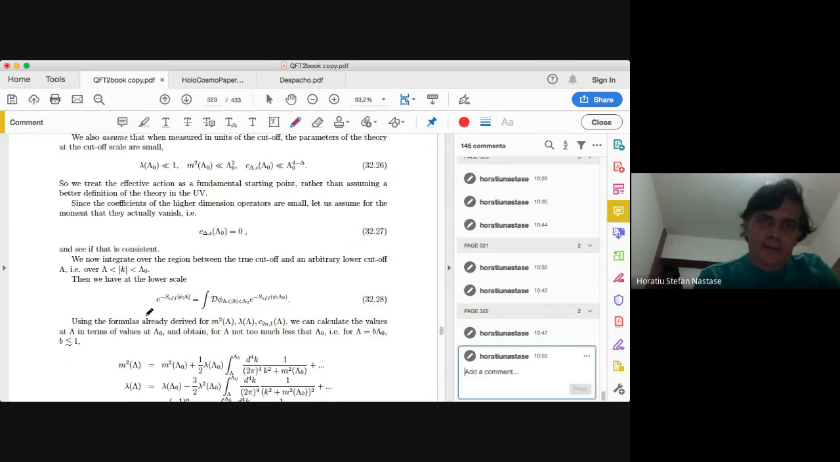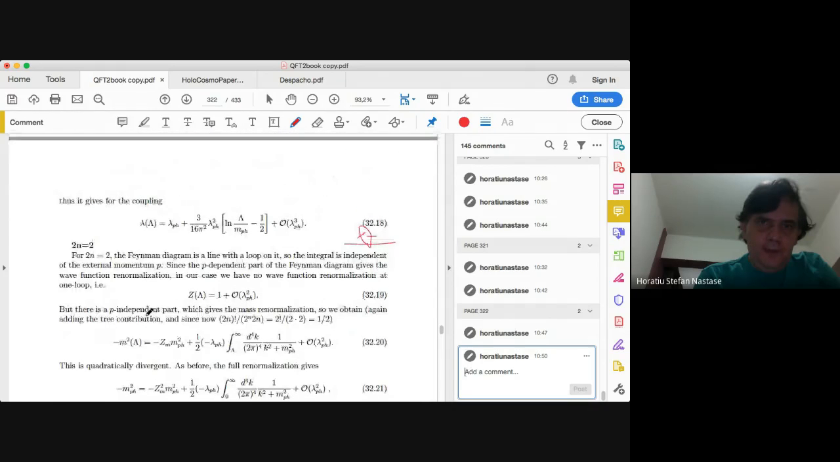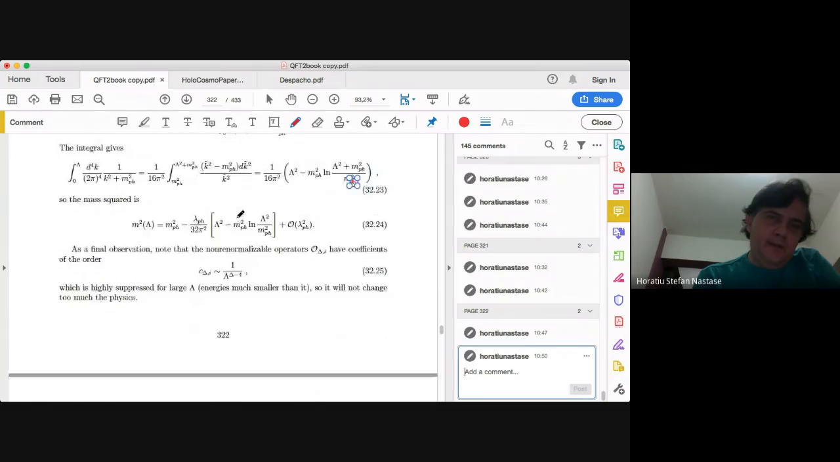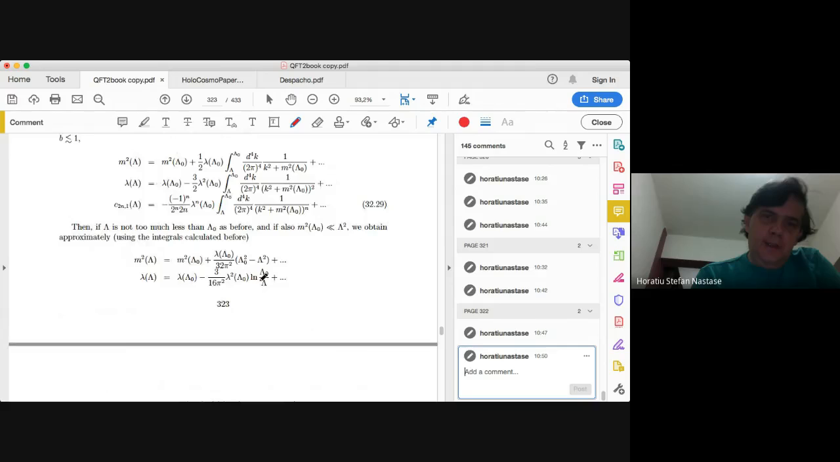And then for the phi to the 4 coupling, when I subtract the value at capital lambda from the value at capital lambda 0, this constant cancels, and we're left just with the difference of the logs, which is just the log of this thing. This is now small, but it is still leading in the difference.